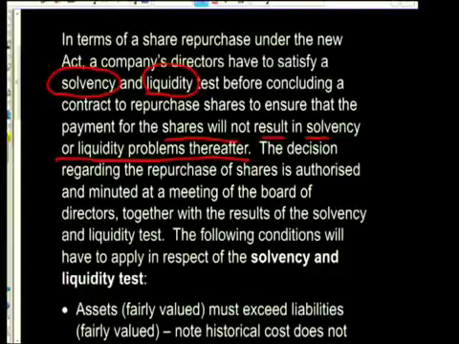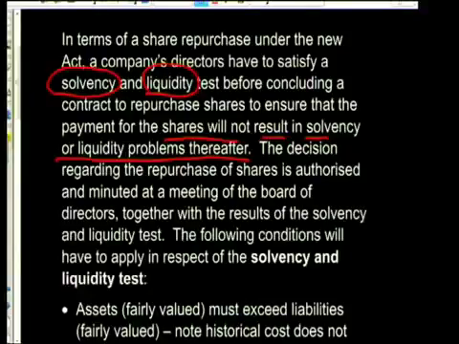Right. And remember, your ratios will indicate whether we are solvent or not, and also your liquidity ratios, very important grade 12s, the liquidity ratios will give you a clear indication whether this company is liquid or not. The decision regarding the repurchase of shares is authorized and minuted at a meeting of the board of directors, so it's just not a decision that's taken at haste, it's an informed decision, right? Together with the results of the solvency and the liquidity tests. So 2 tests to pass before solvency, liquidity.